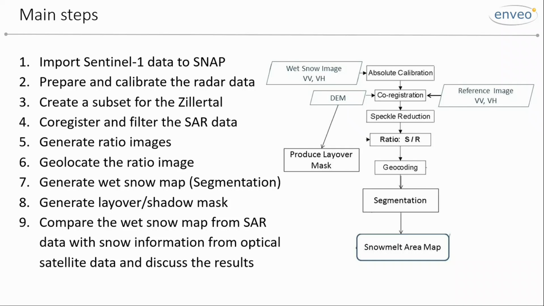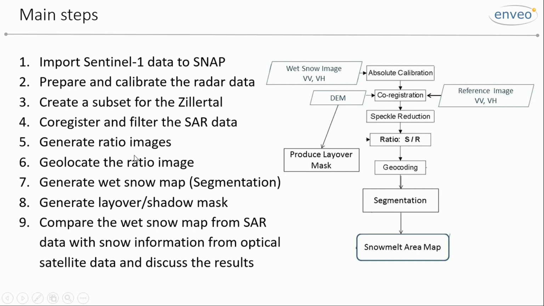The main steps, and you will get this there, so we help you a little bit. First you have to import the Sentinel-1 data to SNAP, you prepare and calibrate the data, so you do all the processing steps for SAR in principle. We start with GRD data. Then you calculate the ratio images.